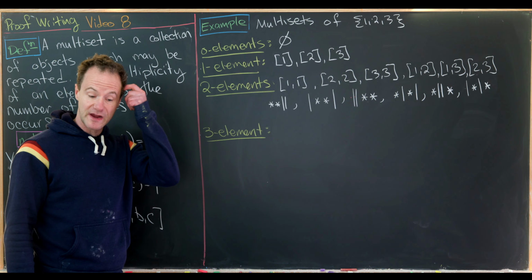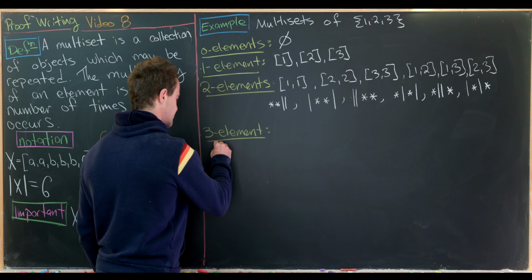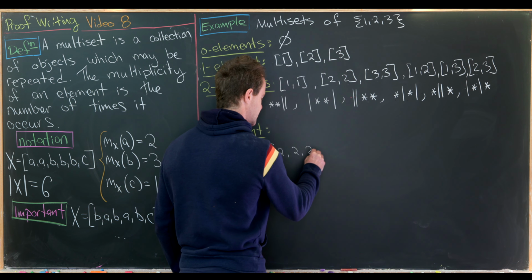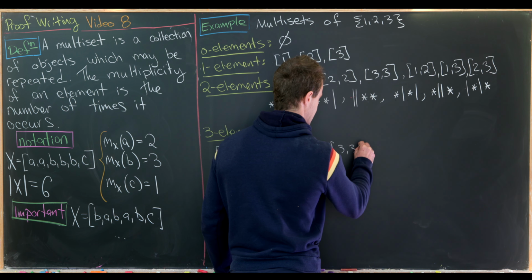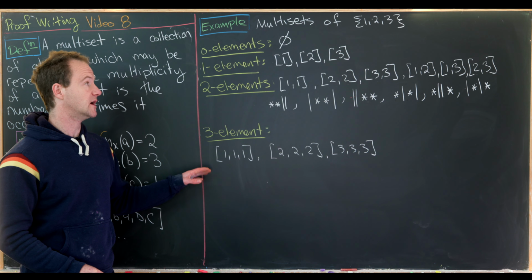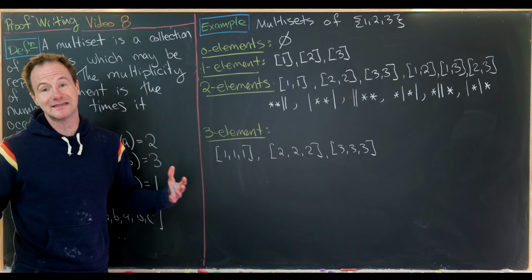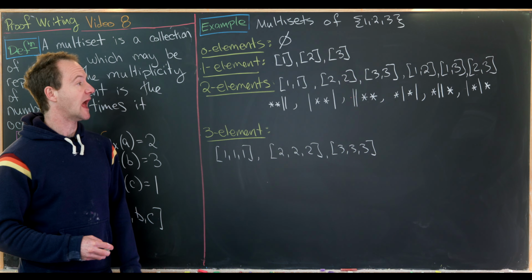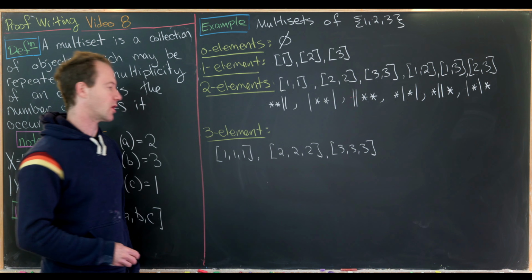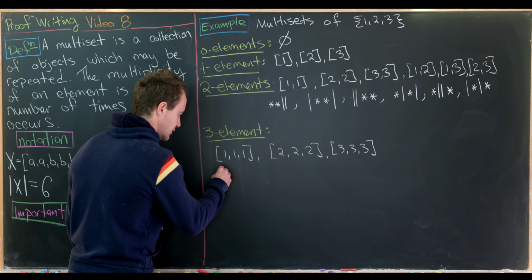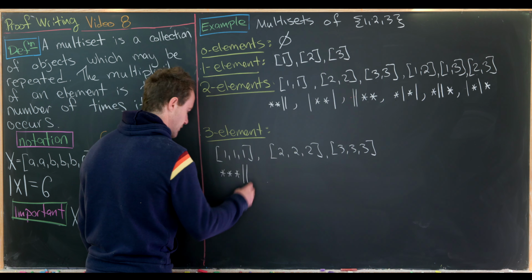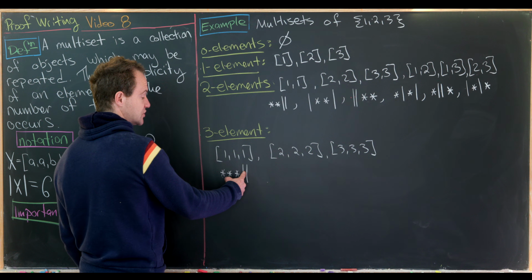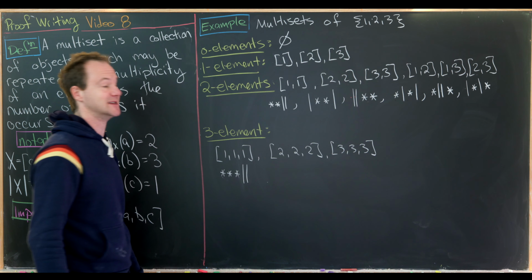So now let's look at 3-element multisets. Let's start with 1, 1, 1, and 2, 2, 2, and then 3, 3, 3. Those are all of the multisets that only contain one type of element. They all contain 3 elements, but only one type of element. We could put this into the star and bar notation as follows. This first one would be star, star, star, bar, bar. The location where we count the number of 1s has 3 stars. The locations where we count the number of 2s and the number of 3s are empty.